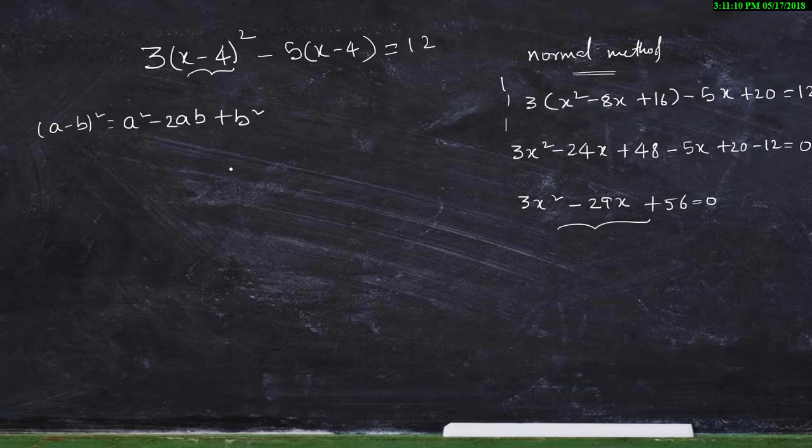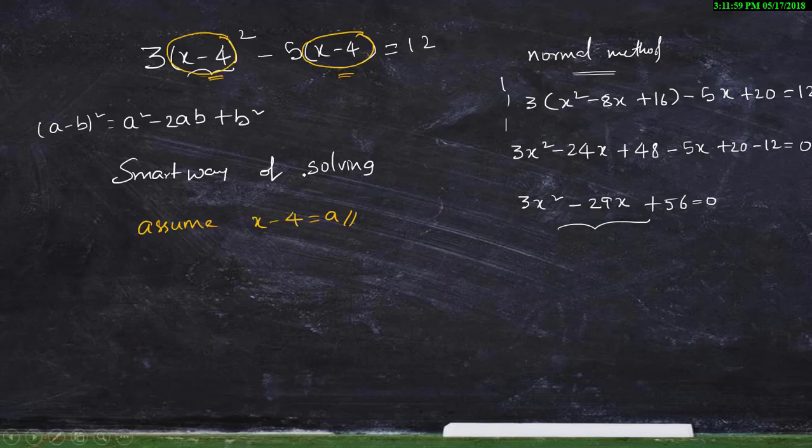This is the normal method. Now I am going to tell the smart way of solving. The smart way of solving is to assume x minus 4 is equal to a. Why? Because if you observe the question carefully, this x minus 4 term is present here and here. So why can't we assume it as some variable?